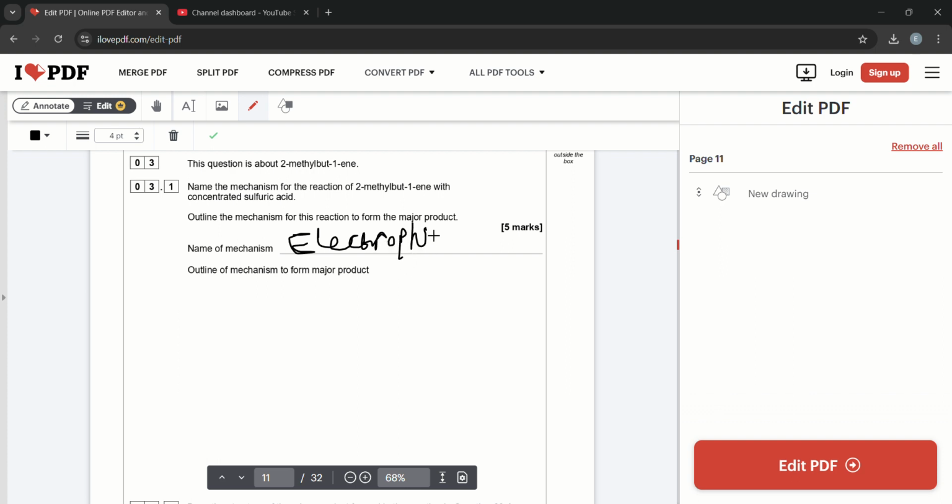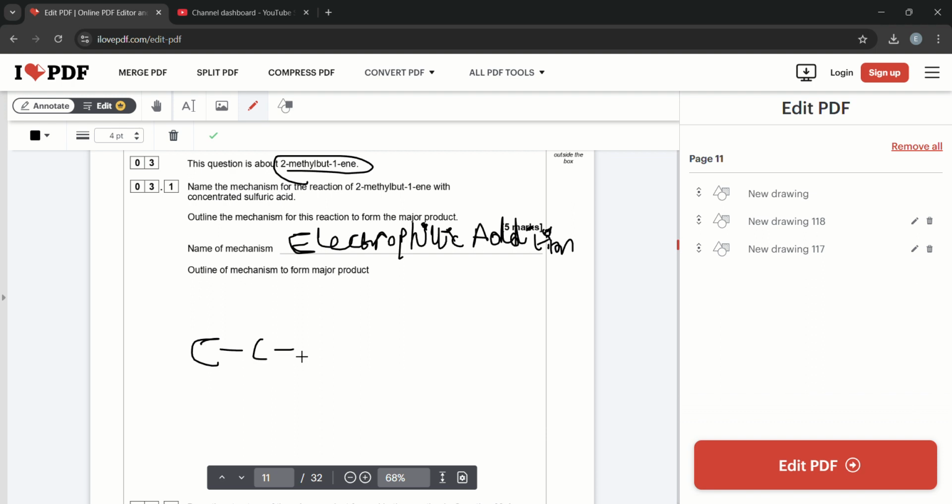An A-level chemistry Paper 2 doesn't just test year 2 mechanisms, it also tests year 1 mechanisms. Obviously they're going to be harder than your average textbook questions, but still very similar, just slightly harder. So electrophilic addition. Now we need to draw this out. 2-methylbutene. So we've got methane, ethane, propane.